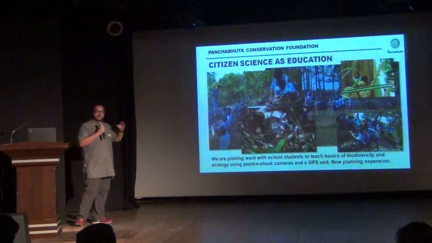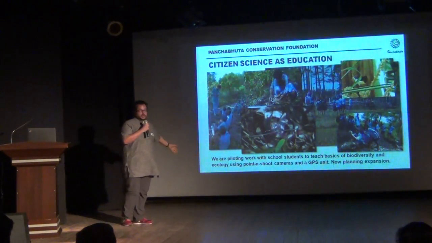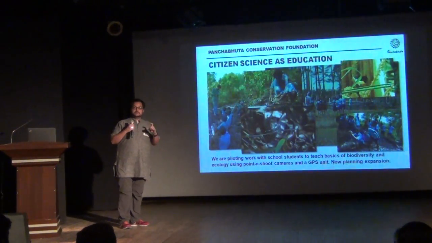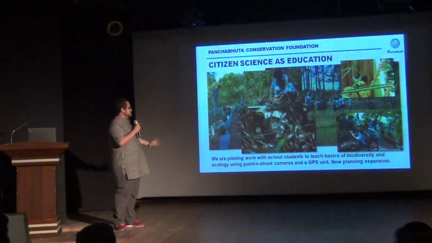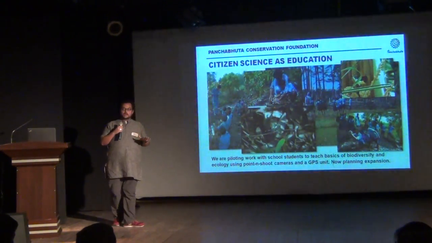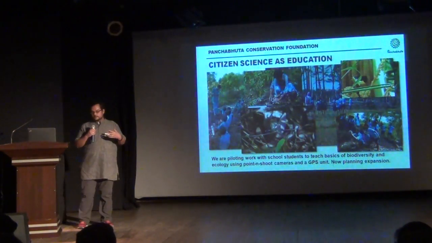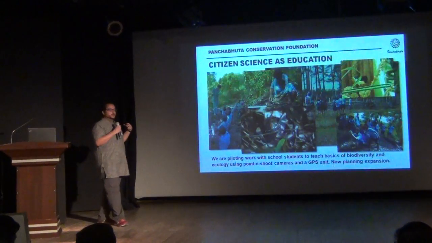And then we also do citizen science as education. So we work in a couple of the local schools. We take kids on biodiversity walks, teach them basically how to use a camera, right? Green dot means it's in focus, half press, full press. We use a GPS unit to actually document things, and that's going okay. We're exploring ways to continue to work with kids. It's pretty difficult to get fourth and fifth standard students to pay attention. And we're trying now to look at some other options.